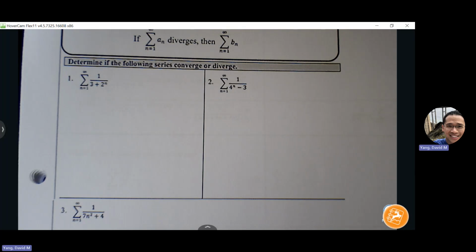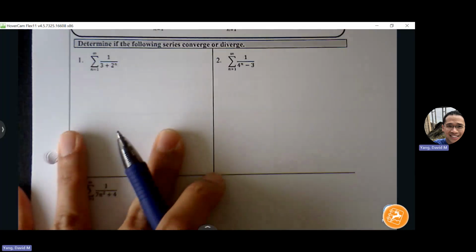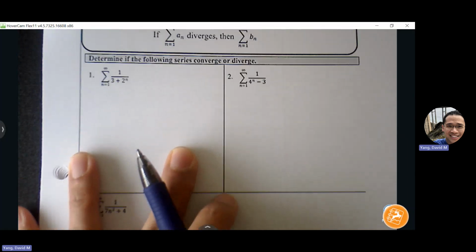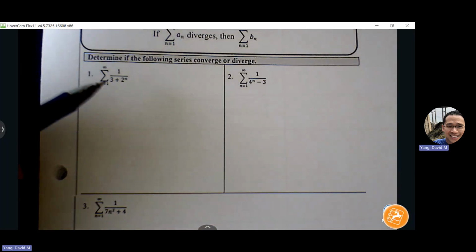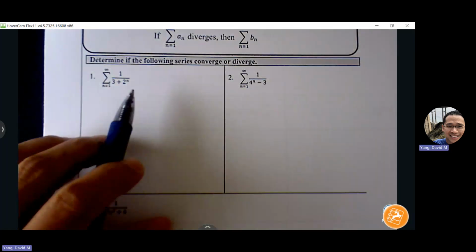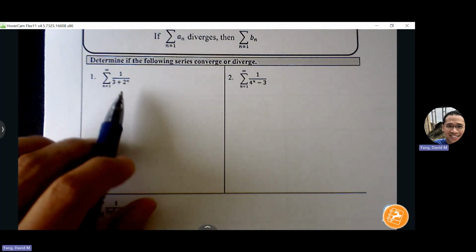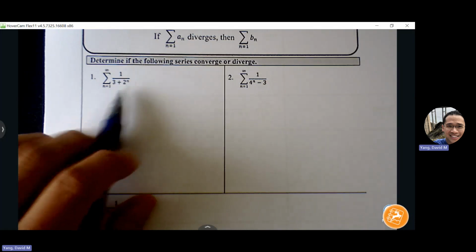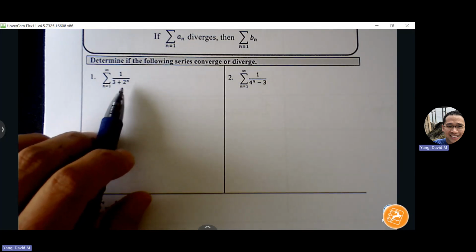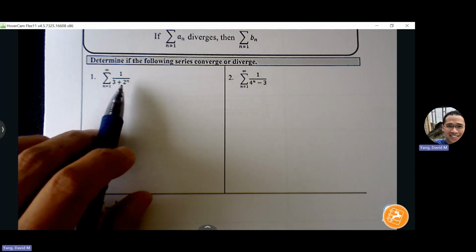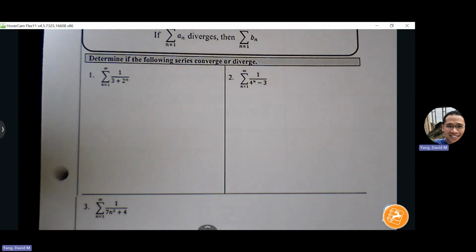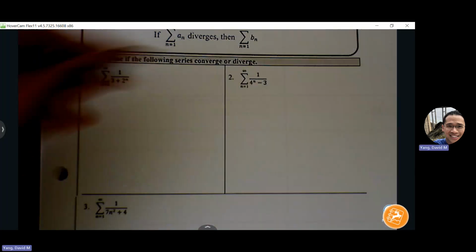Okay, determine whether the following series converge or diverge: 1 over 3 plus 2 to the n. Now, this in itself doesn't quite fit into any series that we can recognize. If we were to do anything, we typically should do the nth term test first. But the nth term test would be inconclusive because the sequence would go to 0. But what we can see is that this does resemble a p-series, right?